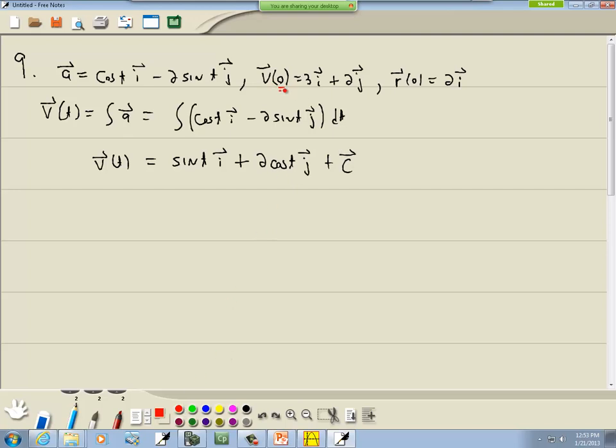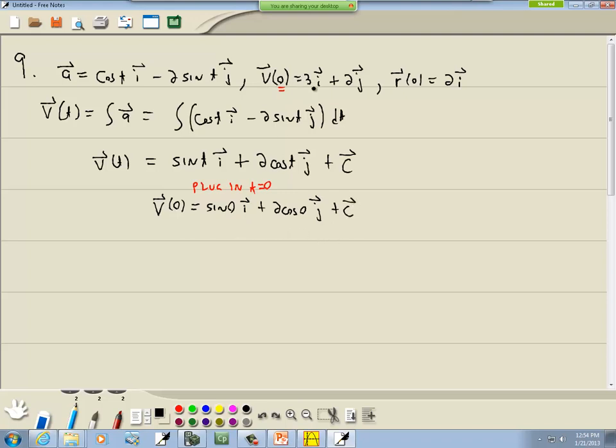Up here, t is equal to 0. So that's what we'll do. We'll plug in t is equal to 0. So we got v of 0 equals sine of 0 i plus 2 cosine of 0 j plus our constant vector.